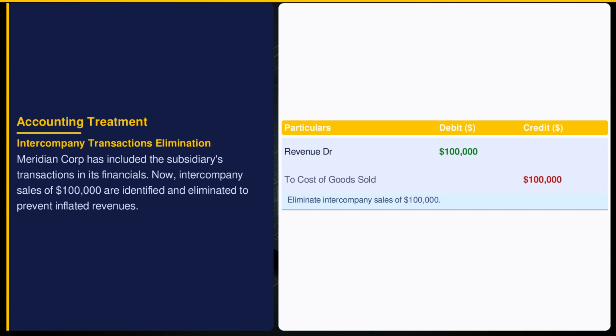Eliminating intercompany transactions is vital to avoid overstating financial results. Meridian Corporation debits revenue and credits cost of goods sold by $100,000. This adjustment reflects true economic activity, ensuring reported earnings are not artificially high. Following Indian Accounting Standard 110, such eliminations maintain transparency in consolidated statements.